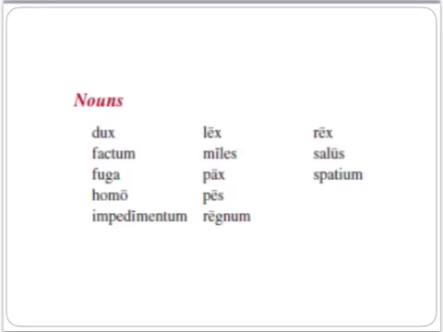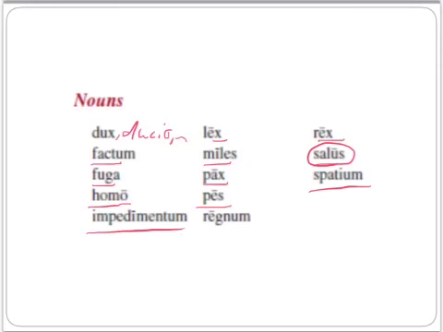Here's a review of nouns. Now we have to be careful because we have to know the genitive singular. So it's dux, ducis, masculine. Lex, legis, feminine. Rex, regis, masculine. This is factum, i, neuter. Miles, militis, masculine. This one's a tricky one. Salus, salutis, feminine. Fuga, ae, feminine. Pax, pacis, feminine. Spatium, i, neuter. Homo, hominis, masculine. Pes, pedis, masculine. Impedimentum, i, neuter. And regnum, i, neuter.